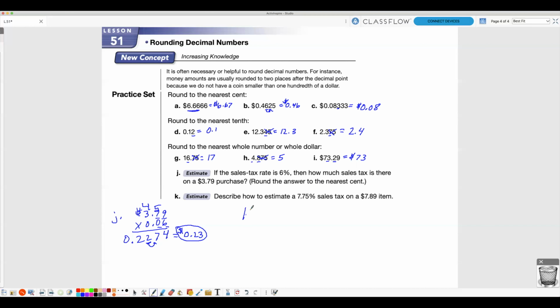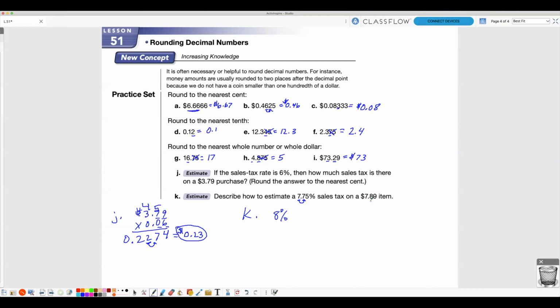Letter K. Describe how to estimate 7 and 75 hundredths percent sales tax on a $7.89 item. So if you're going to estimate this, you might look at it, let's say we want to do whole numbers. So I would look at that and I'd recognize that there's a 7 after that. So this would be 8%.